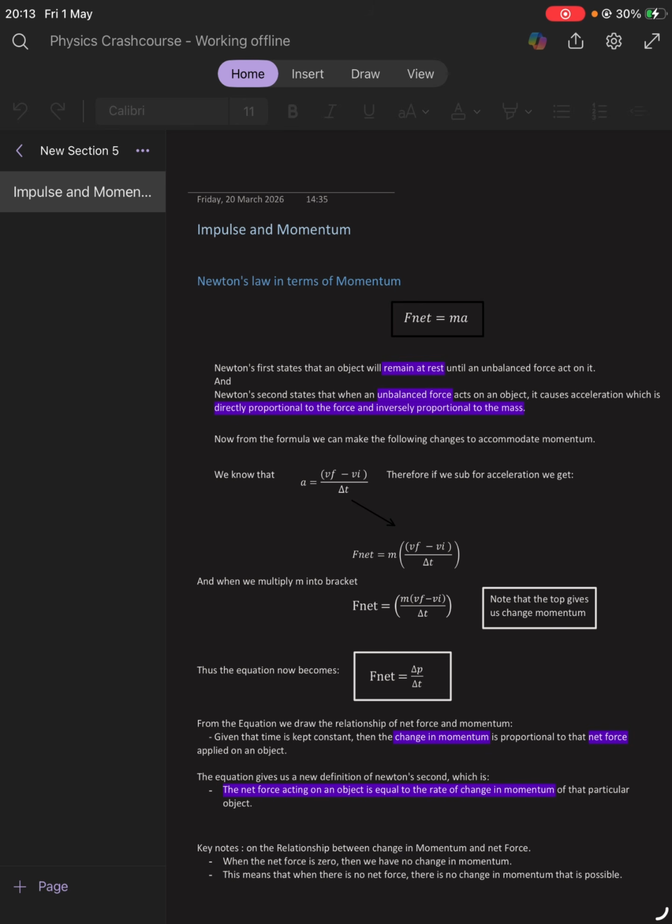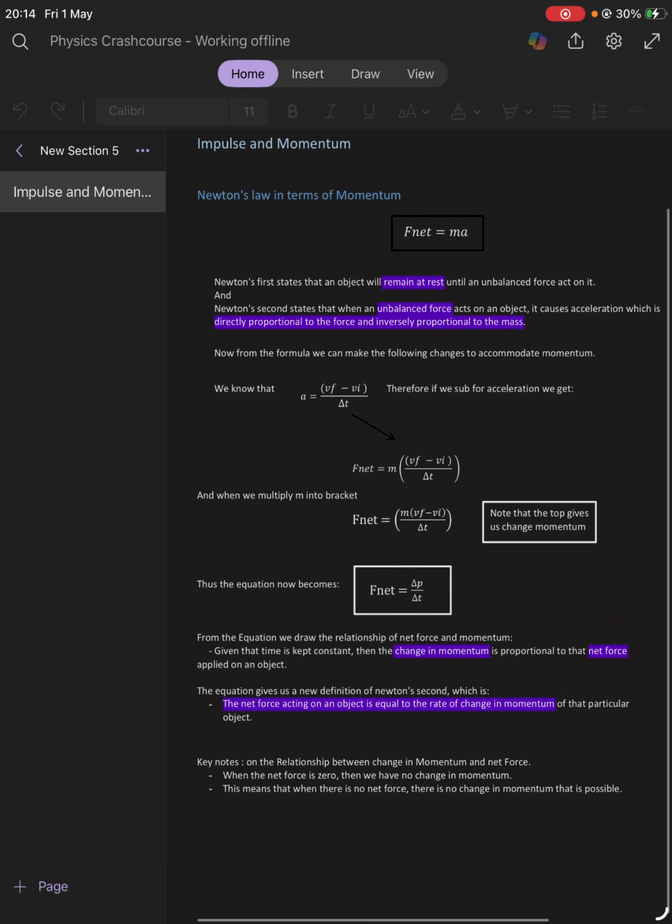Now, Newton's first and second laws use the equation F net is equal to ma, and if we go back to the definition of acceleration, which is just the change in velocity divided by the change in time, we can do some manipulation and we find out that the equation can be rewritten as the net force is equivalent to the change in momentum divided by the change in time.